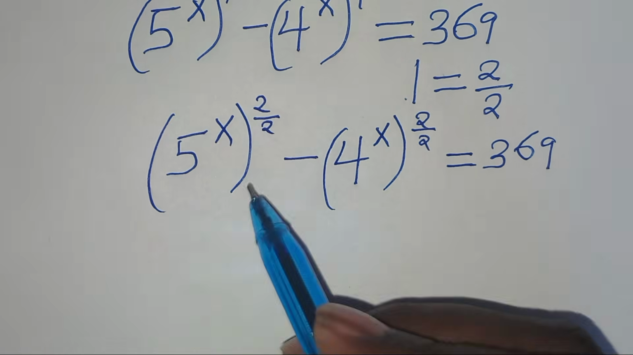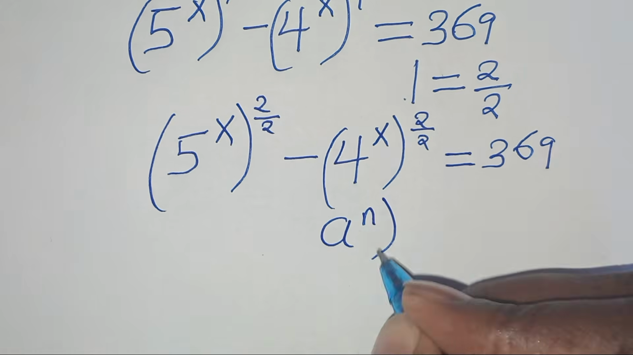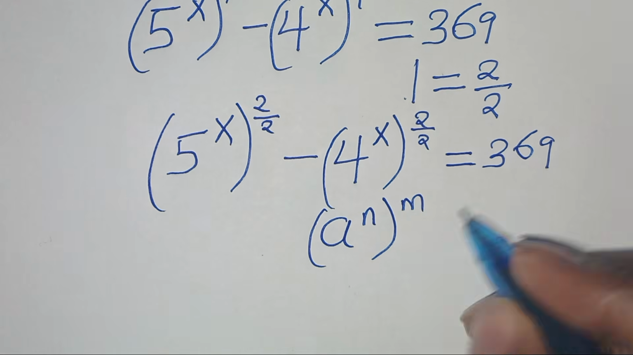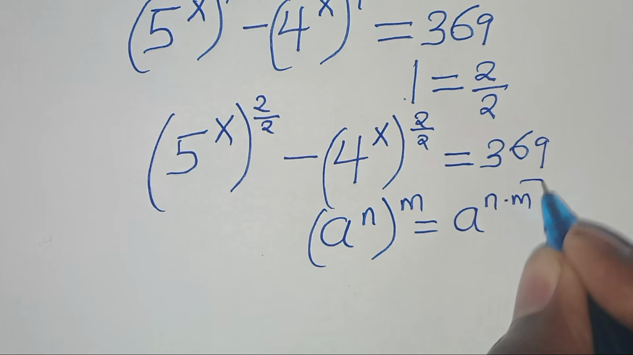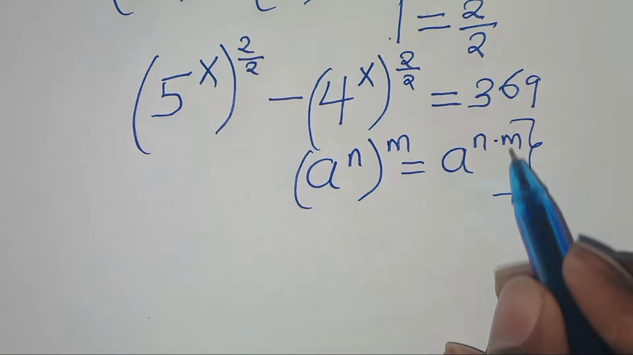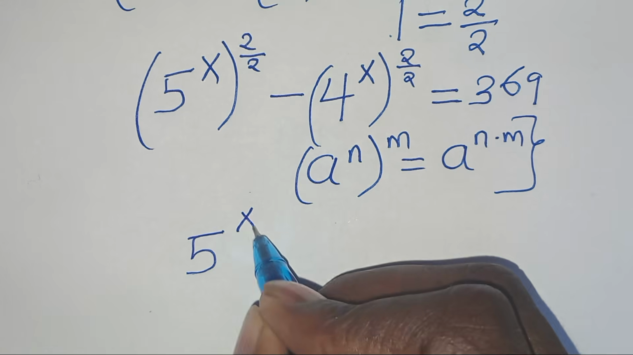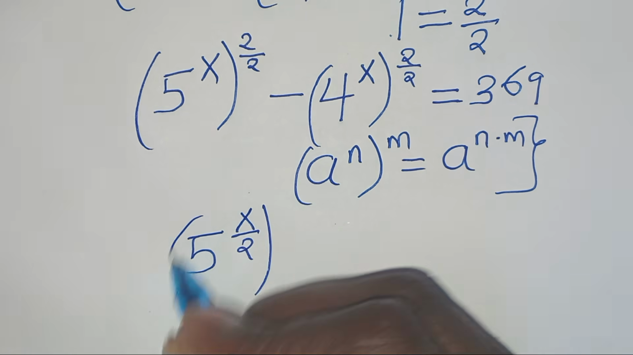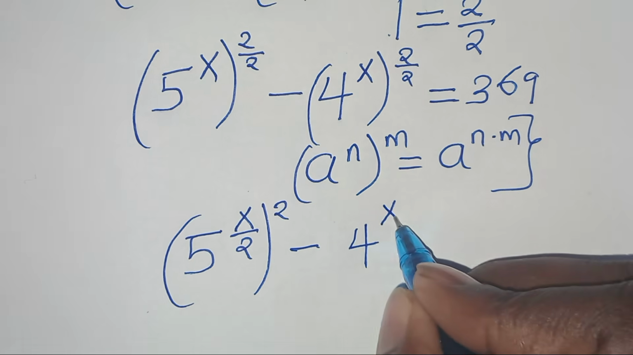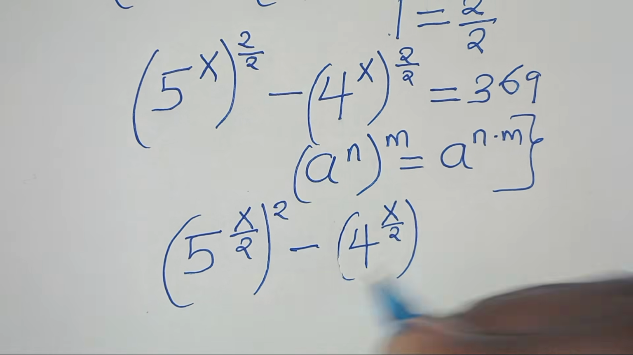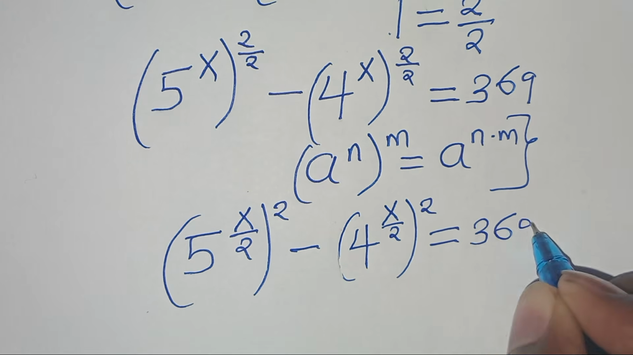The next step is that this is actually in the form of a to the power of n raised to the power of m, which can be expressed as a to the power of n multiplied by m. Let's apply this exponent property so that we have 5 to the power of x over 2 raised to the power of 2, minus 4 raised to the power of x over 2 raised to the power of 2. This is equal to 369.